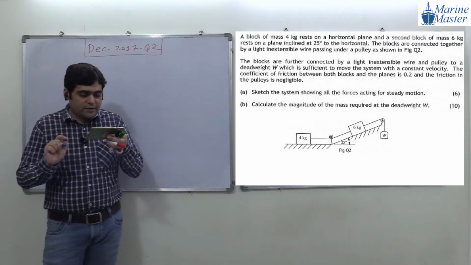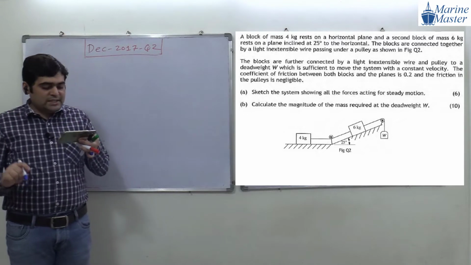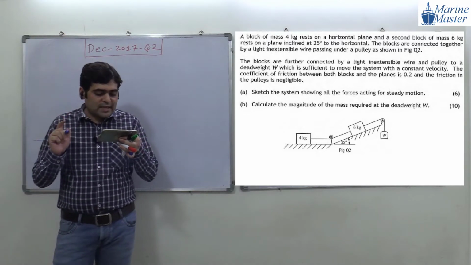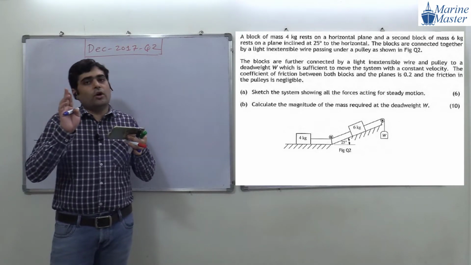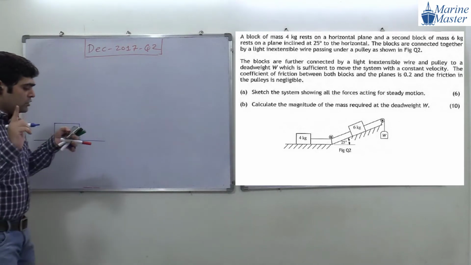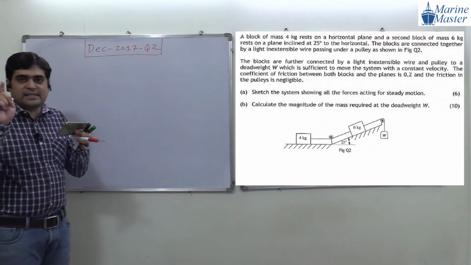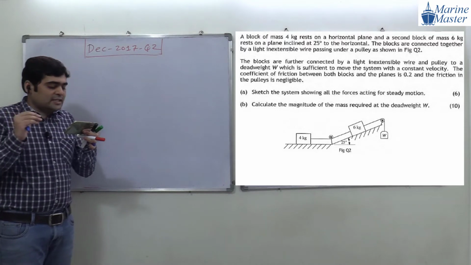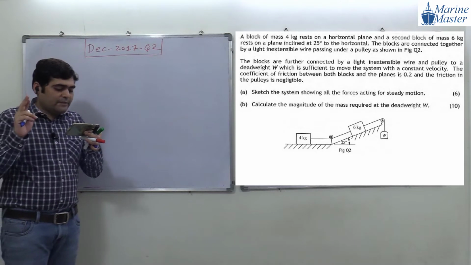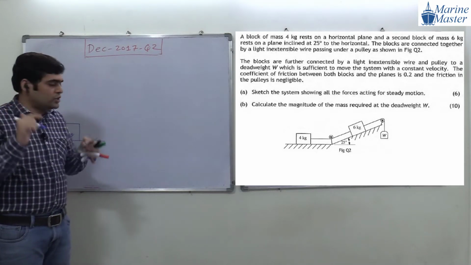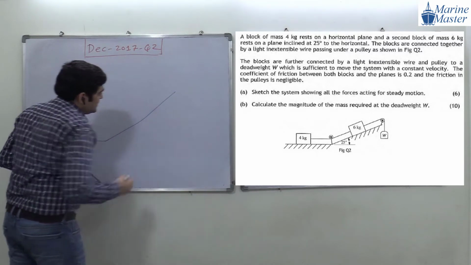And a second block of mass 6 kg, resting on a plane inclined at 25 degrees to the horizontal. So we have a second block, whose mass is 6 kg, and it is resting on an inclined plane at 25 degrees to the horizontal. So this is our inclined plane.